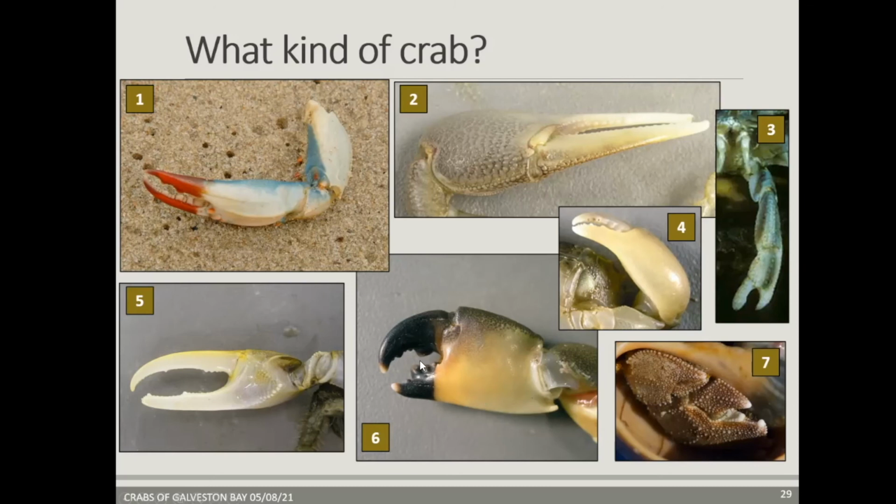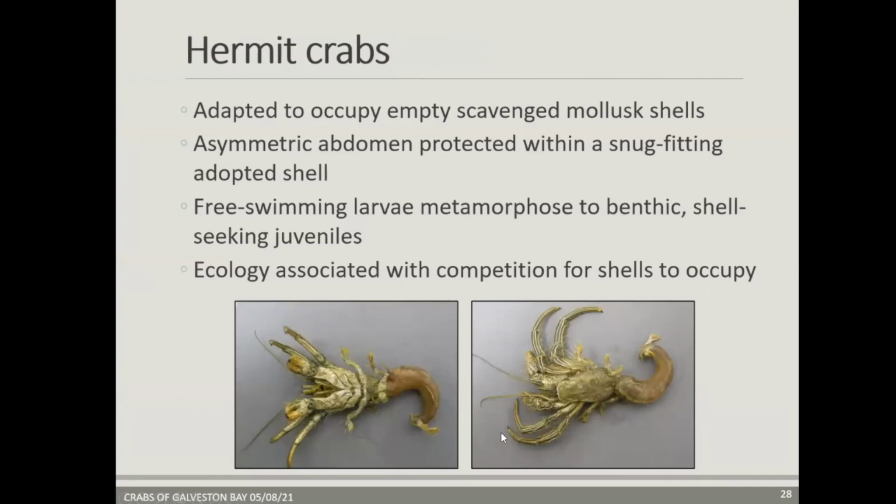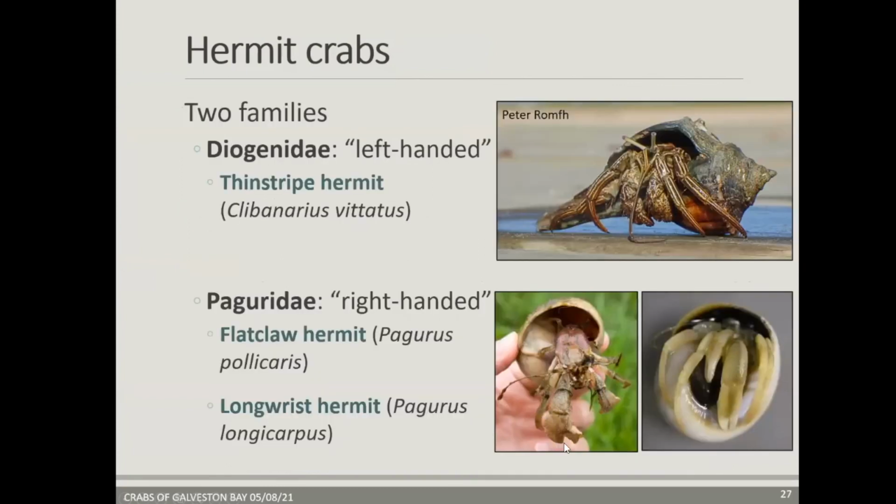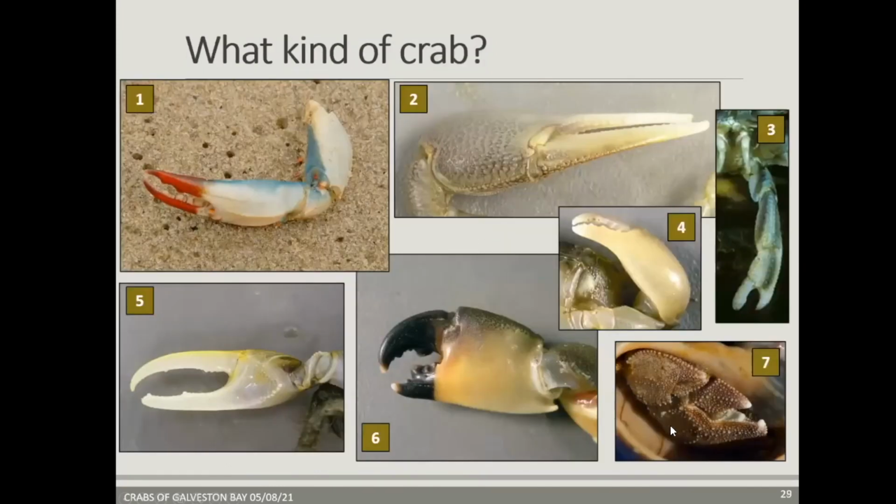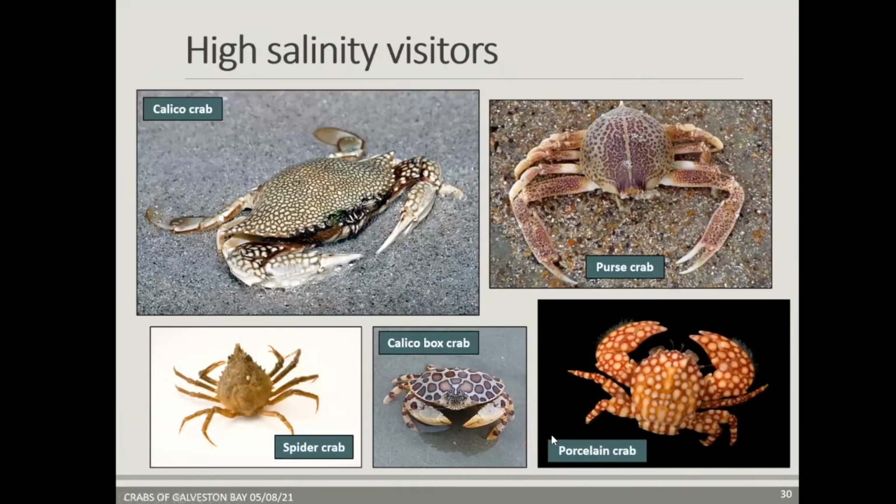What's this one? Stone crab. That's a good crushing picture. And what about this one? That was Spiny. This guy right here. There he is. Black claw hermit. Yeah, that's the other hermit crab. Okay, so you can identify some crab claws that you saw on the beach.